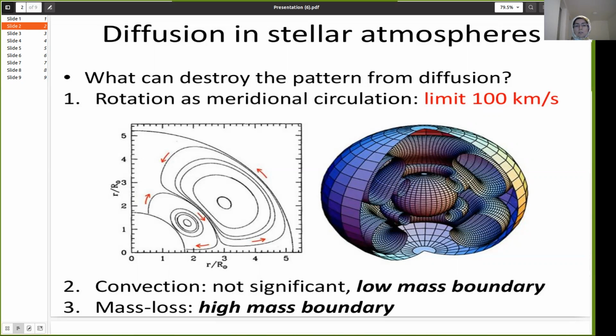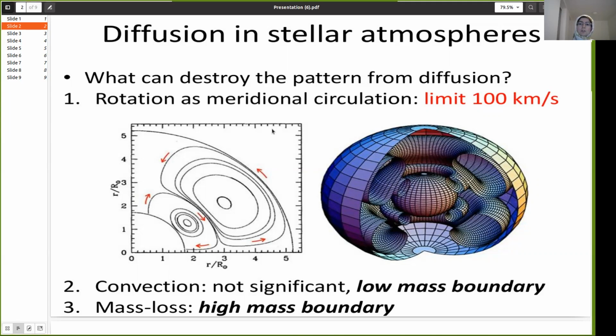As you know, and as I told you, in the upper main sequence, convection is near the core, and then we have radiation. For the low mass boundary we have convection, and for the high mass boundary we have mass loss. As you see in the picture, you see the convection, also the convection, that destroys the diffusion.